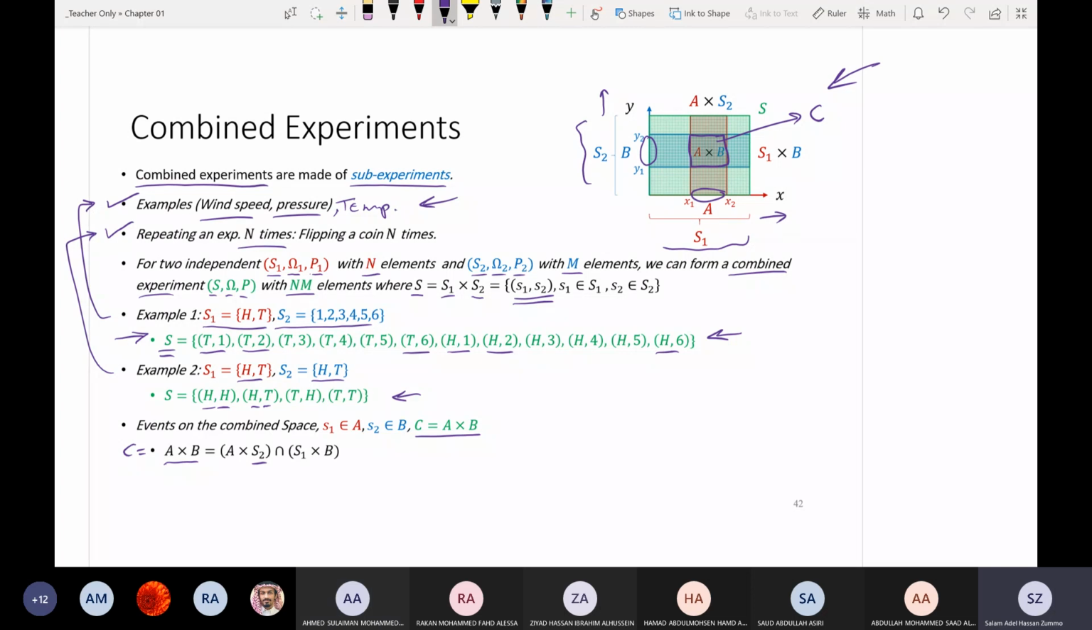Okay, thank you. Other questions? We'll go through some examples, of course. However, the concept is very important that you understand what a combined experiment means. Simply, it's a combination of several experiments such that every time you run the combined experiment, the outcome is not only one outcome, it's an ordered pair, or more than a pair if it is more than two experiments.